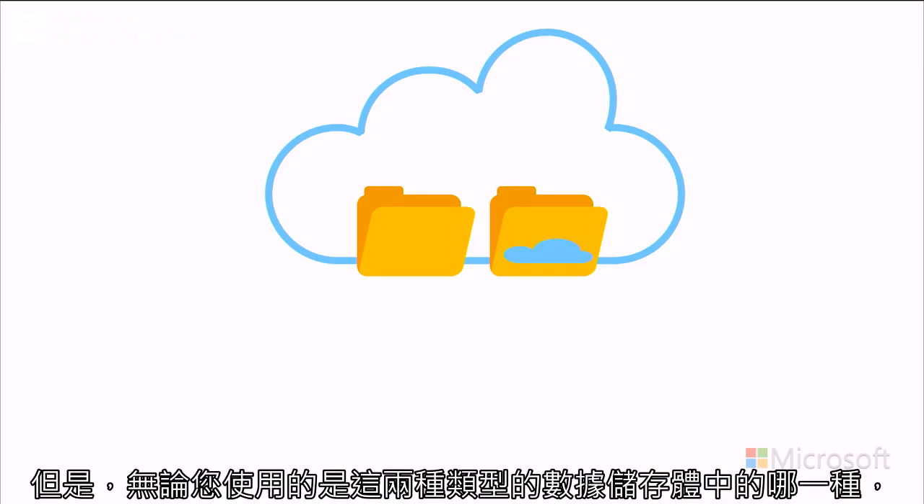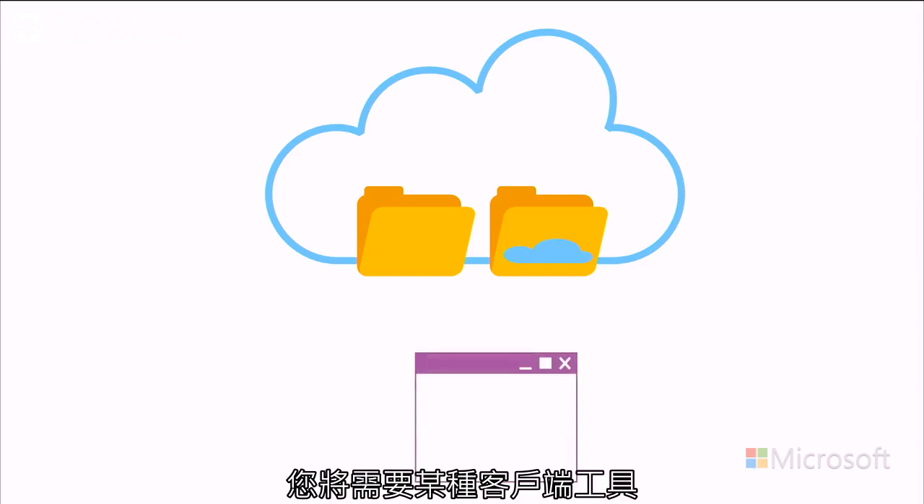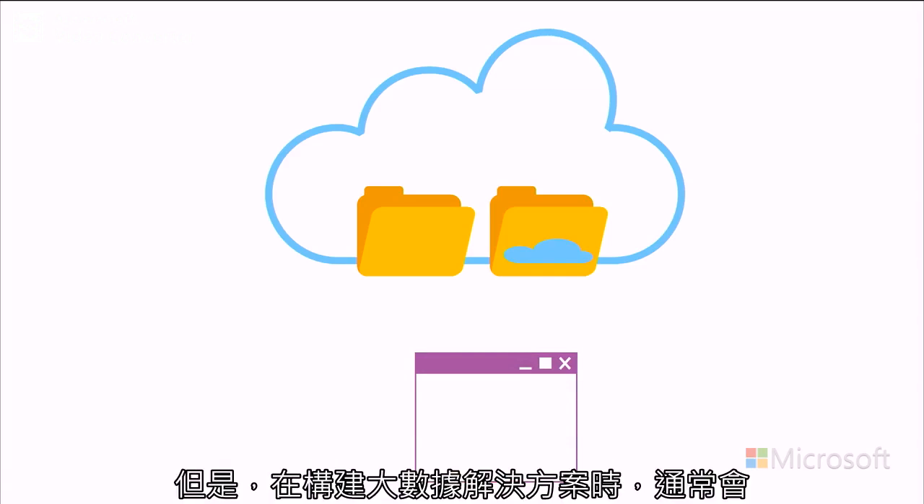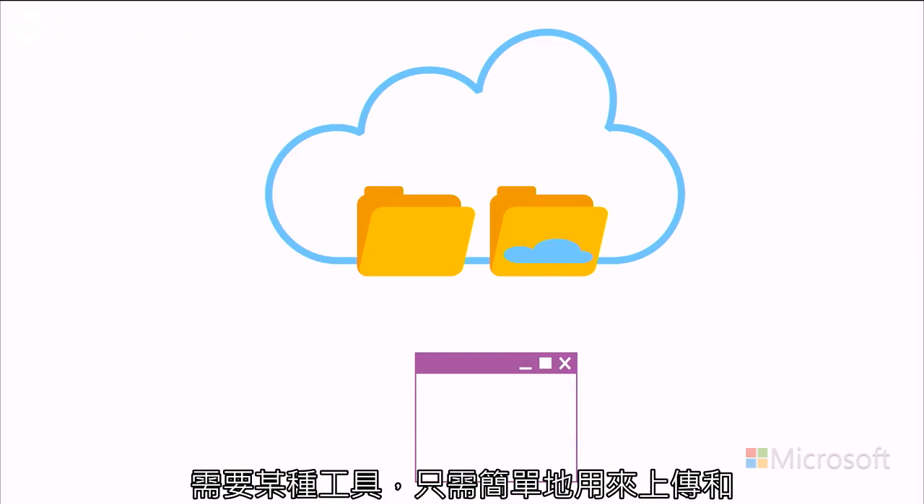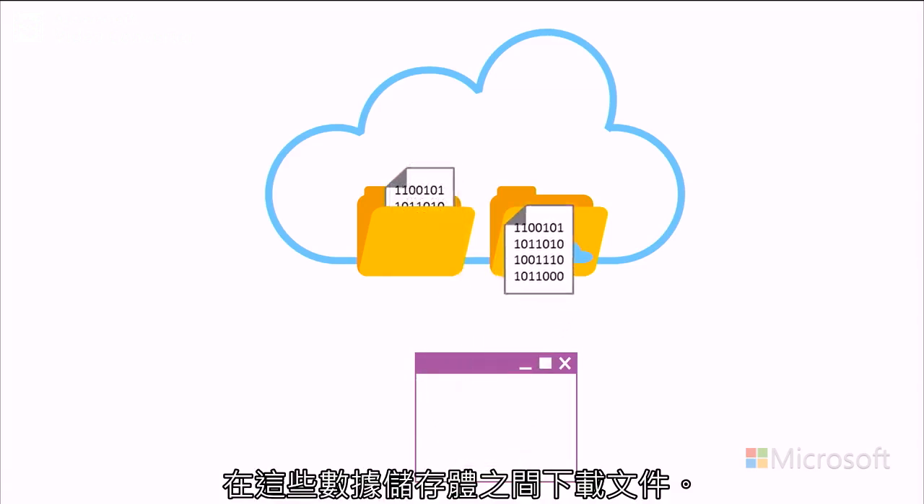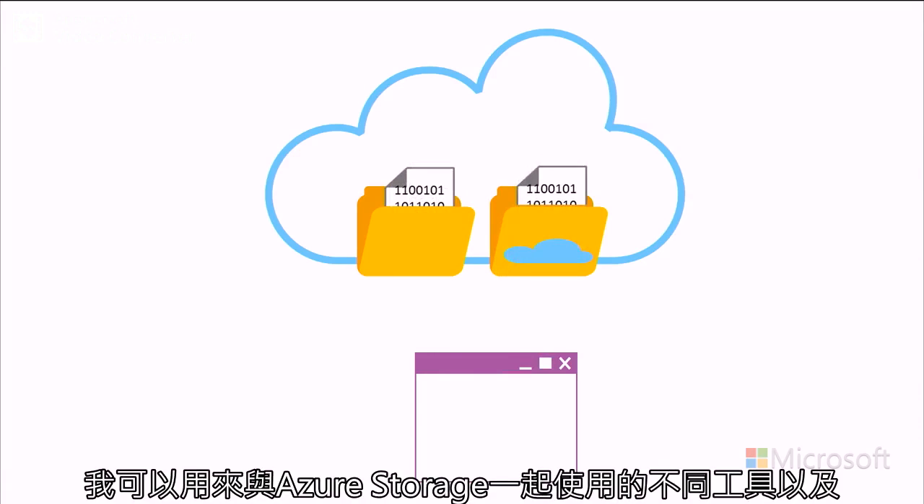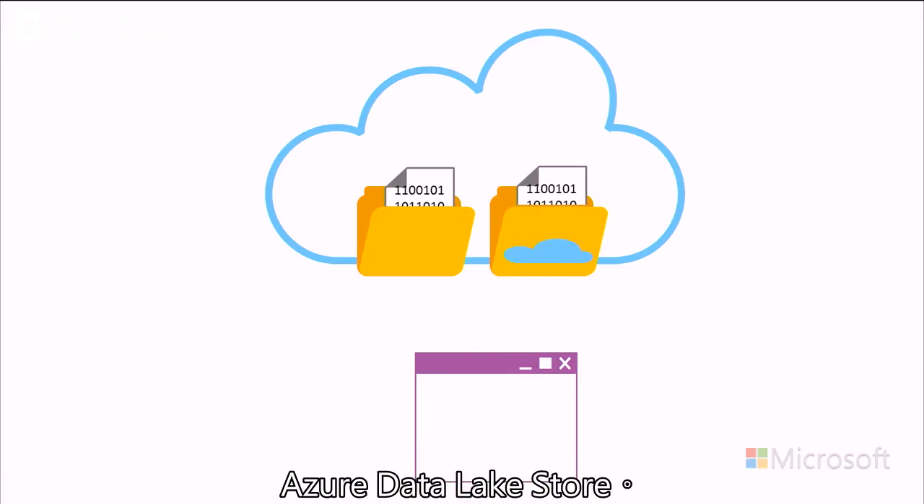But regardless of which of these two types of data storage you're using, you're going to need some sort of client tool that you're going to work with. Sometimes that'll be an application you build yourself, but more often than not, when you're building big data solutions, you'll need some sort of tool that you can use just to simply upload and download files between those data stores. So one of the things we're going to look at next is some of the different tools that I can use to work with Azure Storage and Azure Data Lake Store.